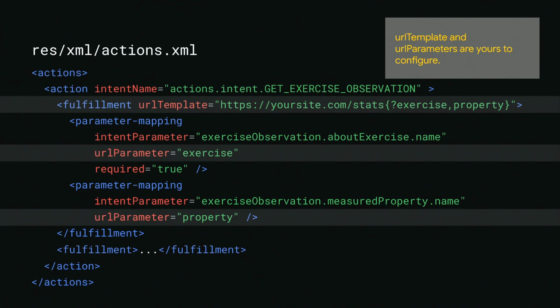Then in the parameter mapping blocks, we've defined a URL template value for each parameter mapping. This is a name that you want to give to each of those parameters. In this case, we've given the simple names of exercise and property, and you'll see that those same parameters appear back in that URL template.